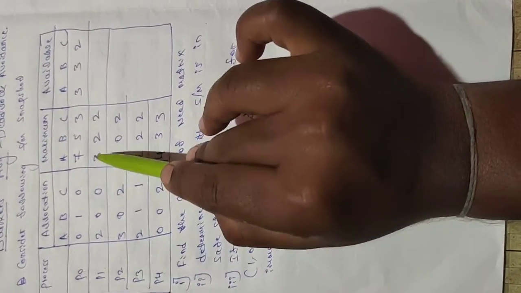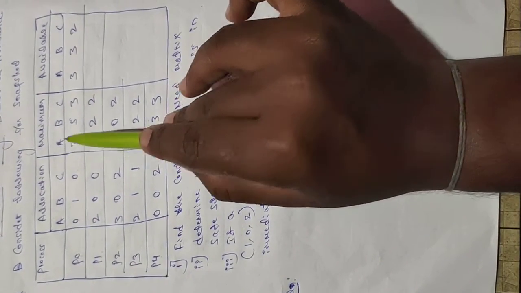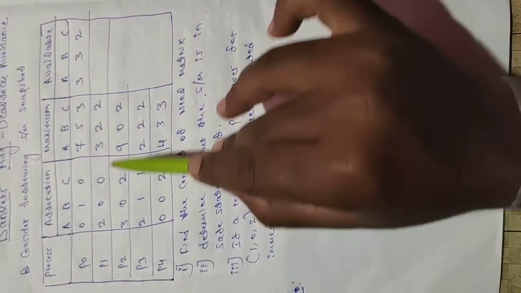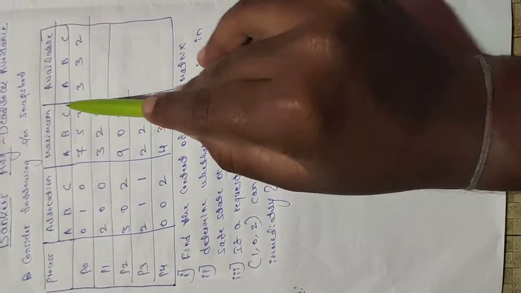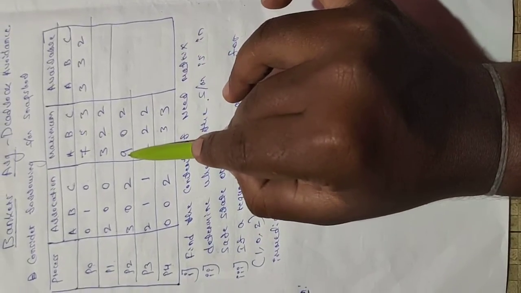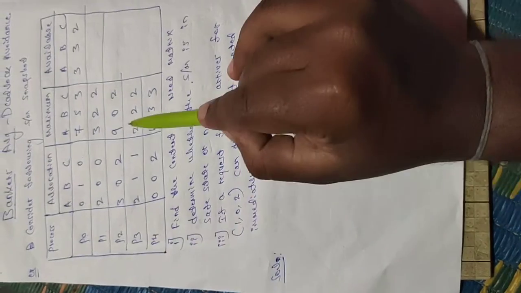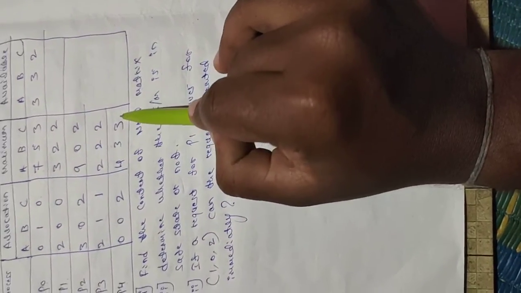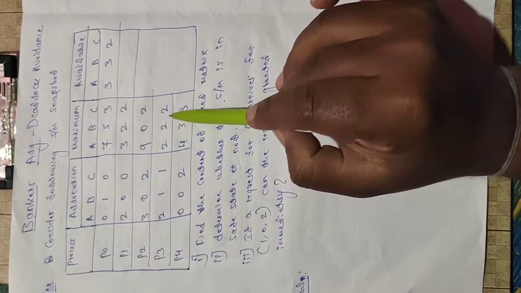Then P1, how many do they need maximum to complete? 3 copies of A type, 2 copies of B type, 2 copies of C type. And P2 needs 9 copies of A type, 0 copies of B type, and 2 copies of C type. Means P2 doesn't need B type resource, only 9 copies of A type and 2 copies of C type. Then coming to P3, it needs 222, and P4 needs 433. So these are the maximum requirements the processes need in order to complete the execution.